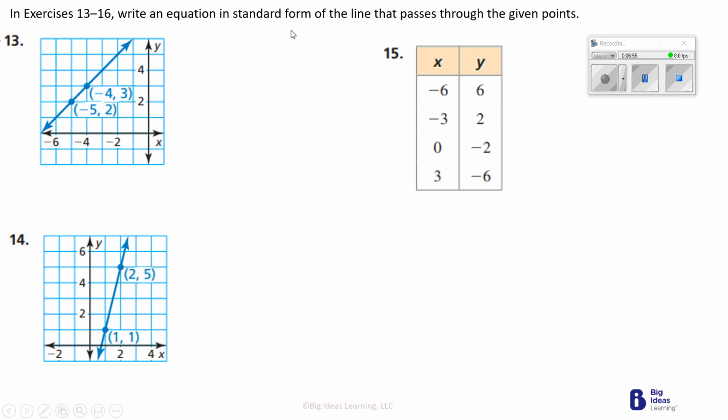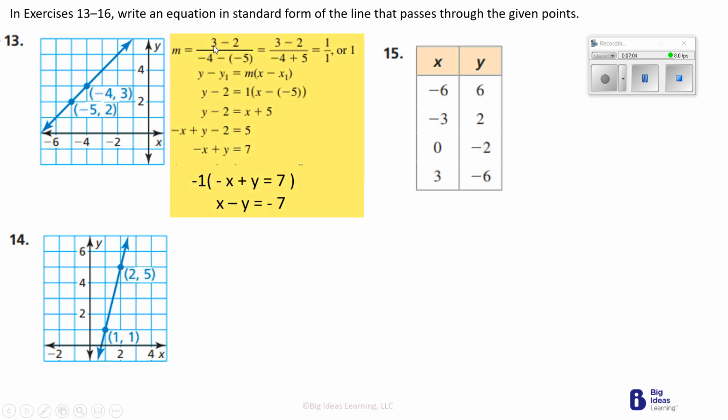13 is write the equation in standard form. The line that passes through. Now they've given us the 2 coordinates, right? So we can use our slope formula, right? y2 minus y1 over x2 minus x1. So we're going to get 3 minus 2 and -4 minus -5. This is going to give us 1/1, which is 1.